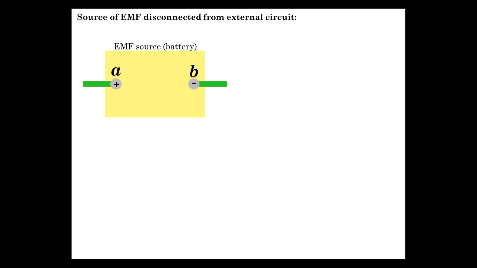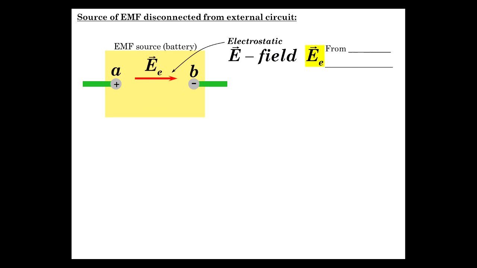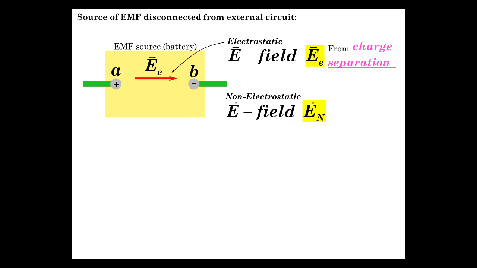Let's look at the internal workings a little bit. We have an electrostatic E field in a battery, E sub E, and that electrostatic E field points from plus to minus, as you would expect. So there's a separation of charges, the plus and the minus. That separation of charges produces that electrostatic E field. Charge separation is what it's associated with. But you might ask, where did that charge separation come from? Well, it actually came from the non-electrostatic E field.